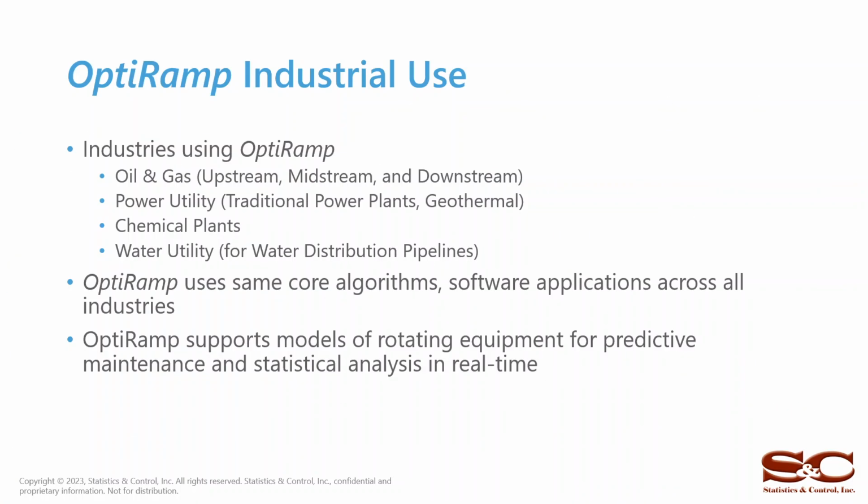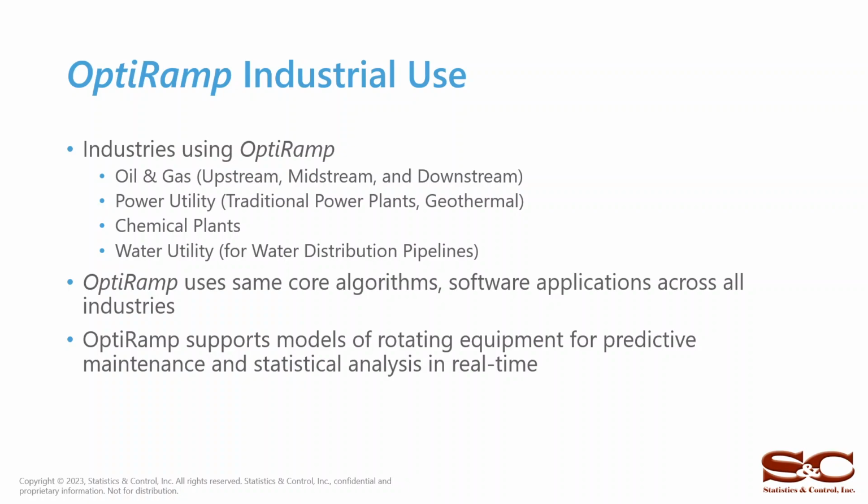So this is just a couple ways to look at OptiRamp in industrial use. So here we're using it in the oil and gas industry, and we use it in all three sections of it, whether it be upstream, midstream, or downstream. We've used it in power utility for traditional power plants, geothermal power plants. We've used it in chemical plants for chemical refining. We've used it in water utilities for water distribution and pipelines. So there's quite a lot of where OptiRamp can go and what OptiRamp can do.